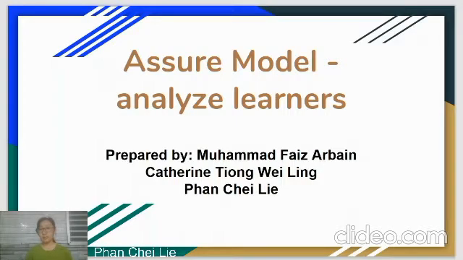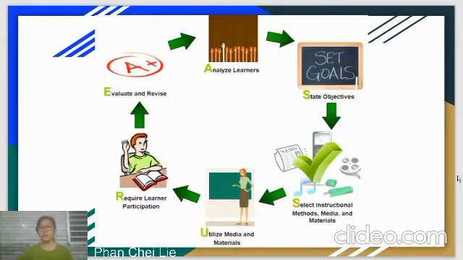what is the ASSURE model. So the ASSURE model consists of 6 steps. The first step is what we will be presenting in this video. Analyze learners. The second step is state objectives. The third step is select instructional media, methods, and materials. The fourth step is utilize media and materials. The fifth step is require learner participation. And the final step is evaluate and revise.